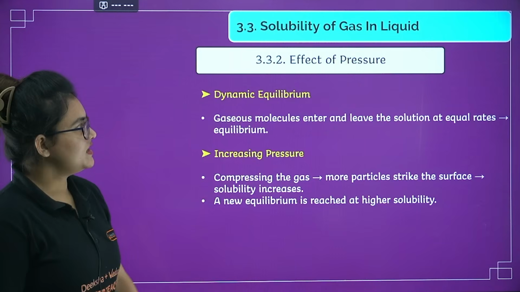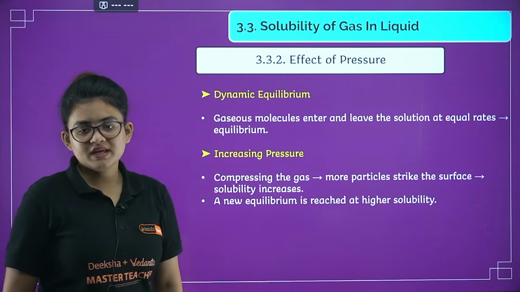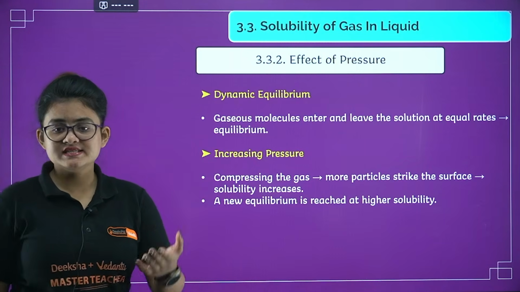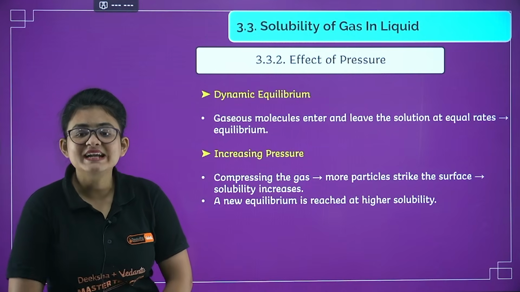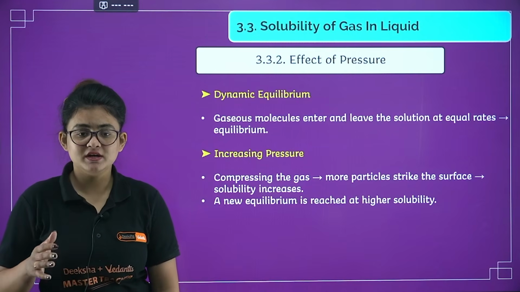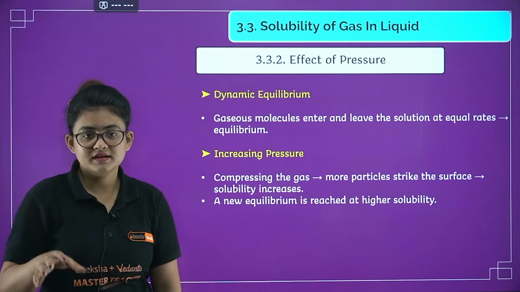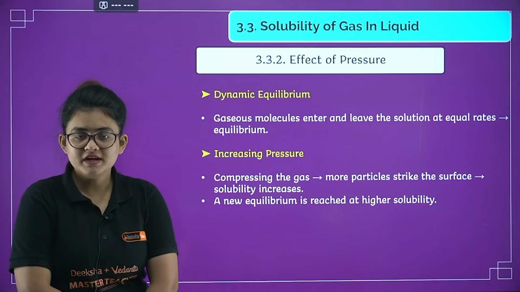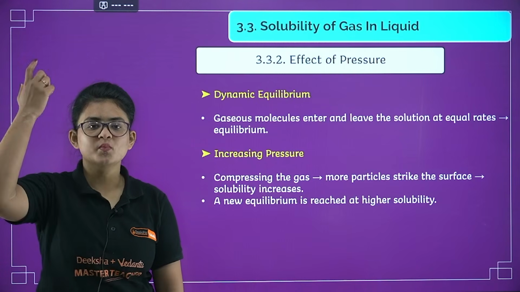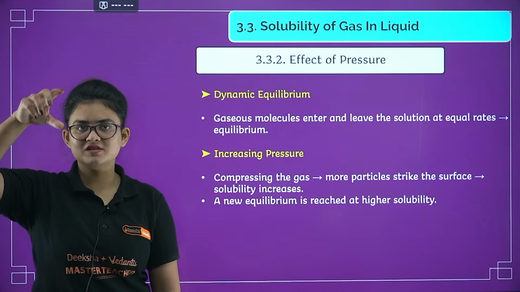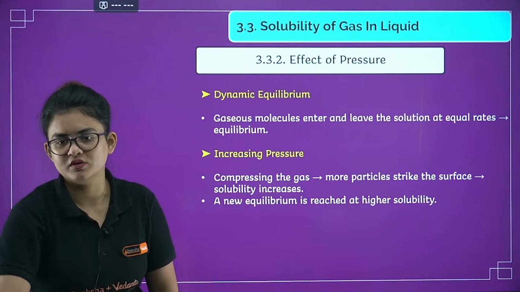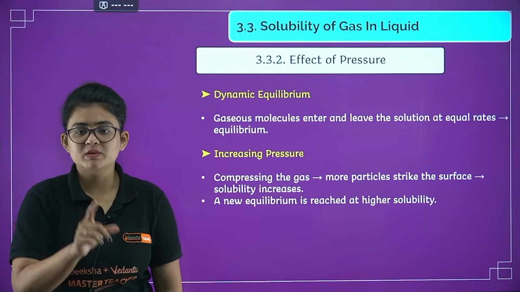So here comes the effect of pressure. A dynamic equilibrium definitely exists. Gaseous molecules enter and leave the solution at an equal rate. If you take any gas you want to dissolve in a particular solvent, it will come and it will go. It's not that it will go in and stay there only. No, there exists an equilibrium.